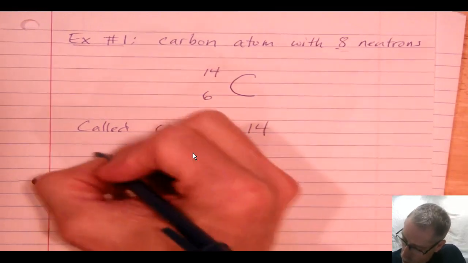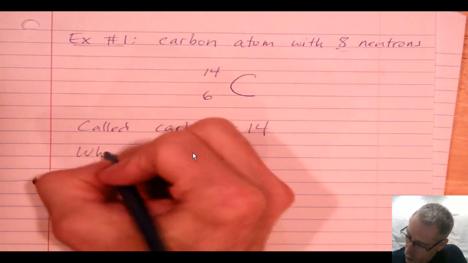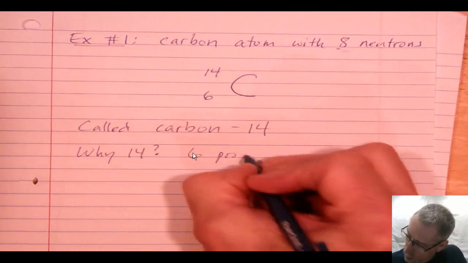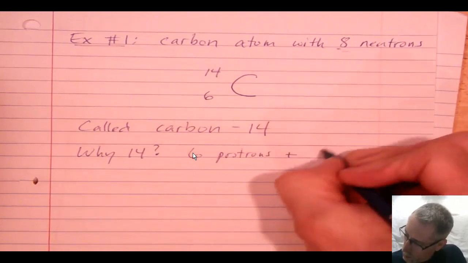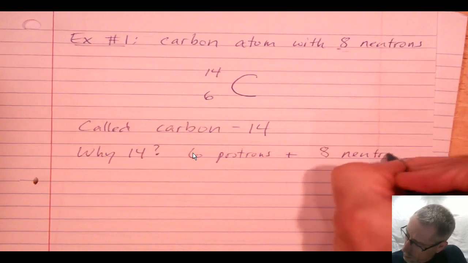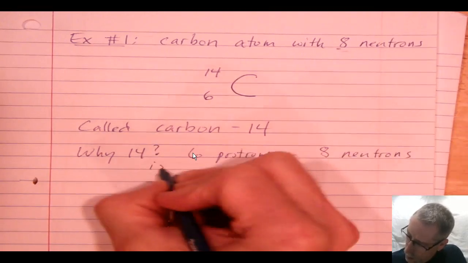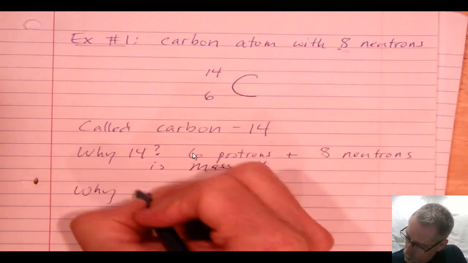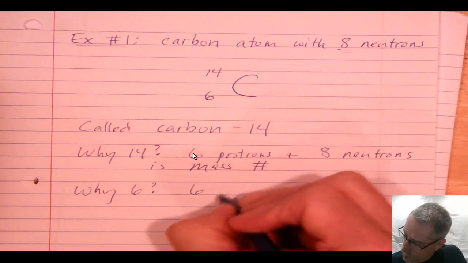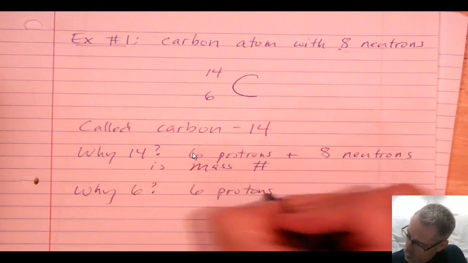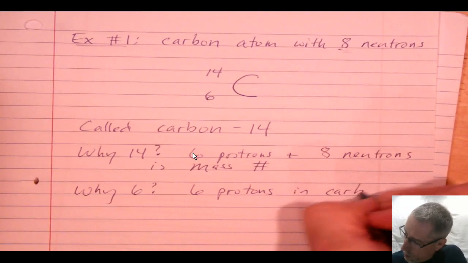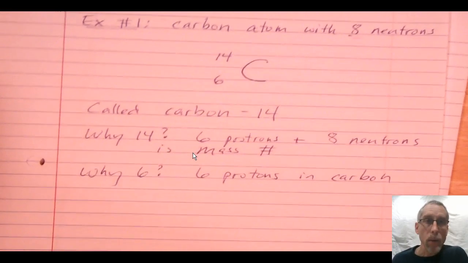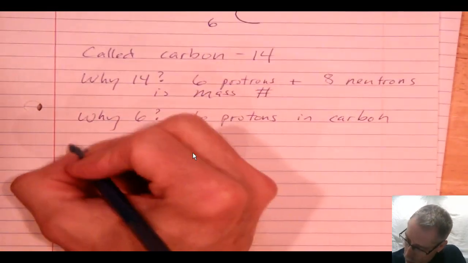Okay, so just to remind you why we're using 14, it's because 6 protons plus 8 neutrons is the mass number. And why are we using 6? Because 6 protons in carbon, every carbon. Okay? So there's an example. So let me show you another isotope of carbon. We'll call this example number 2.